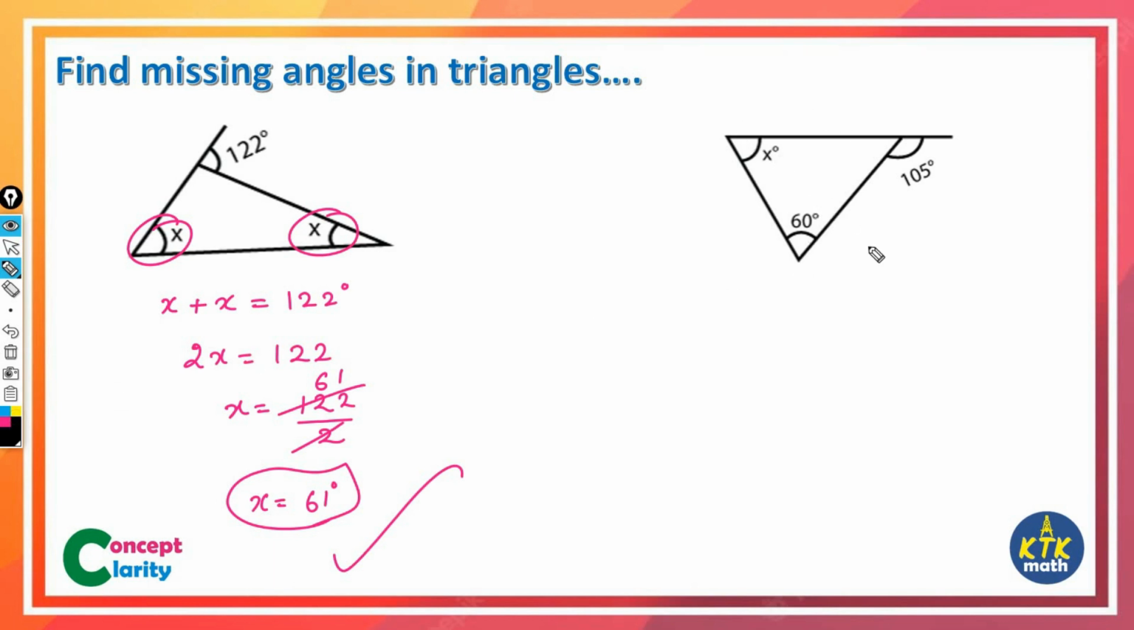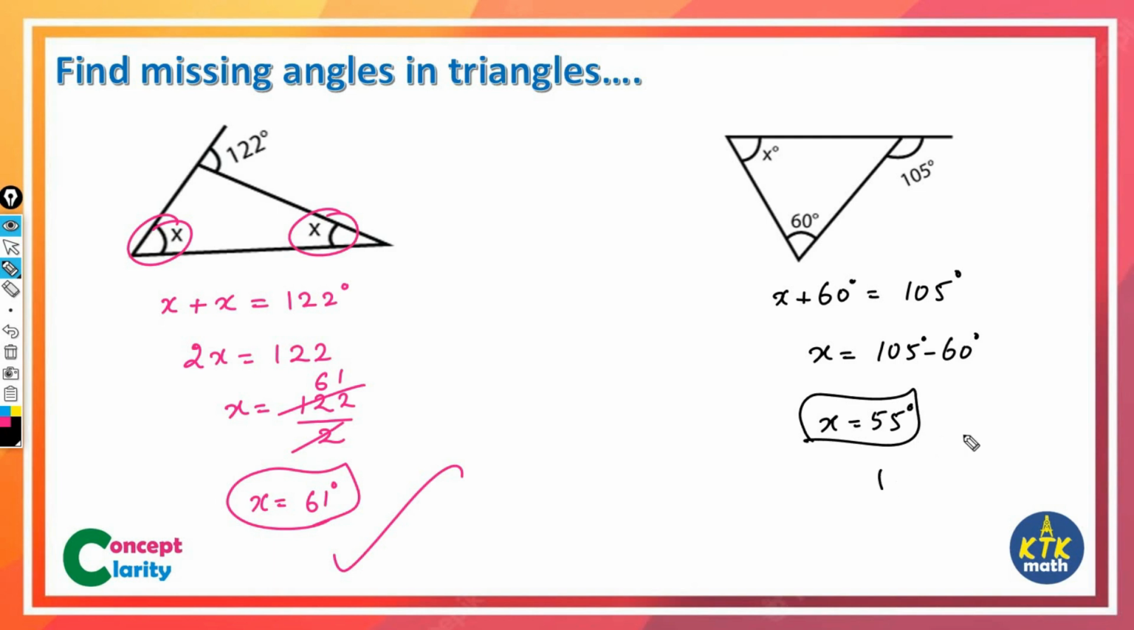Here also again the question involves the exterior angle property. You need to write this as x plus 60 gives you 105. So how to find the number here? 105 minus 60. So it is going to be 55 degree. Am I right? Yes. Have you done these two correctly? If you haven't, no problem.